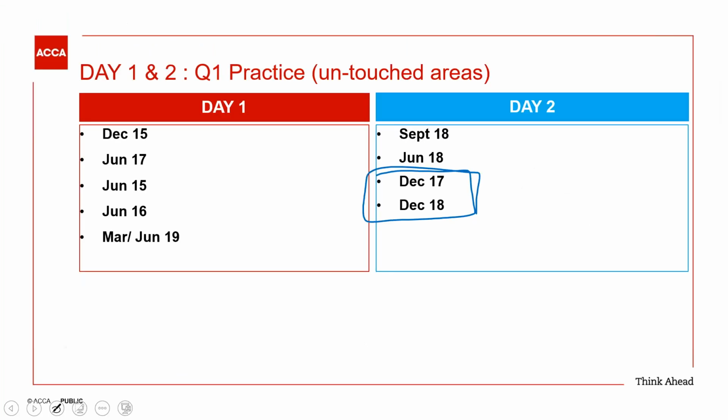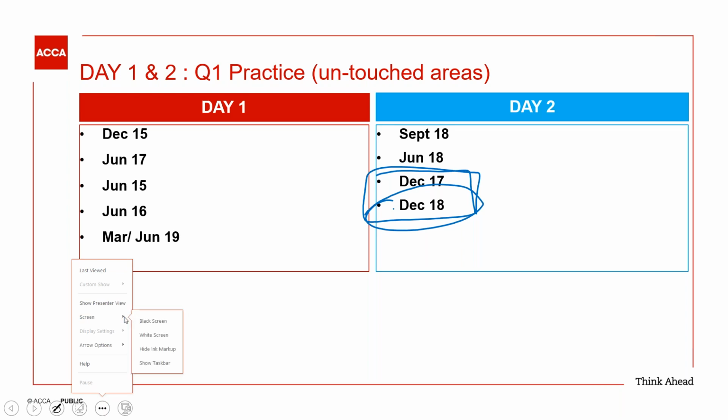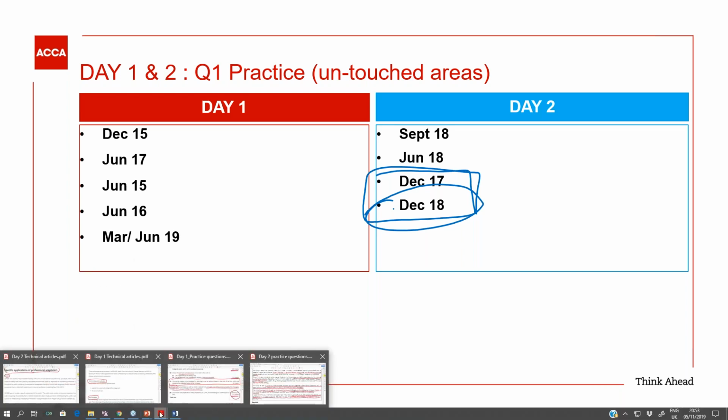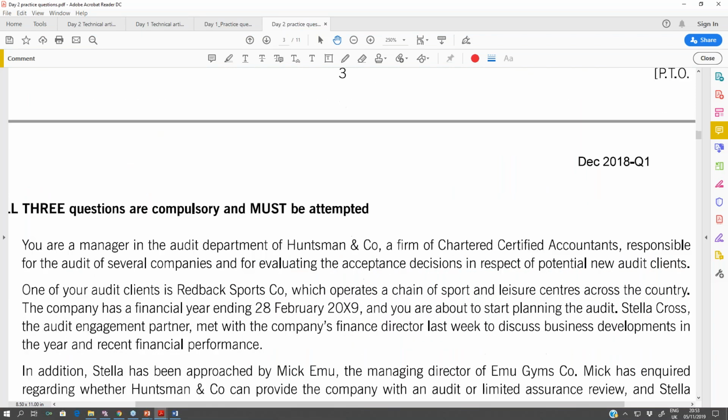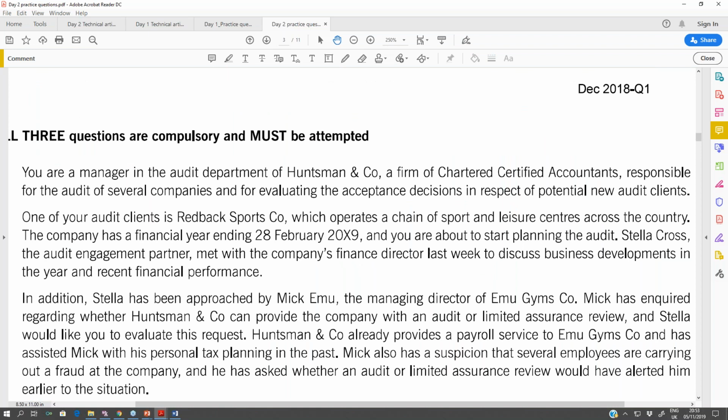Now that's bringing us to one of the last questions from the series of question number 1, which is December 18. Let's see what was specifically asked in question number 1 of the December 18 exam paper. Okay, let's scroll down for the December 18 exam paper right in front of your screen. Let's see what the examiner asked for.